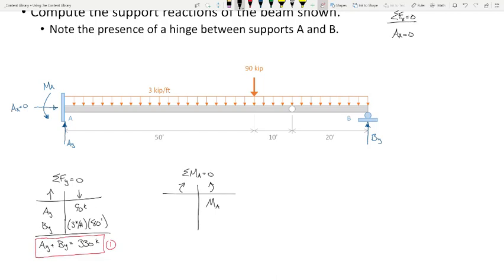What about the 90 kips? Does the 90 kips generate a moment at A? Yeah, so it belongs on this side of the table, and what's my moment arm? 90 times 50, there you go. So this is 90 times 50.